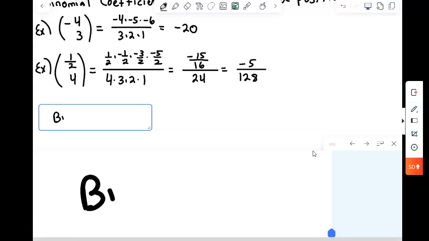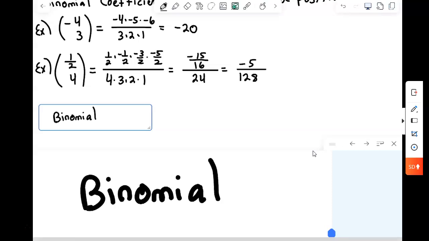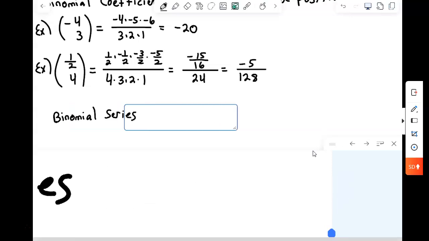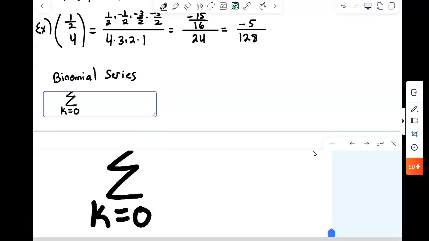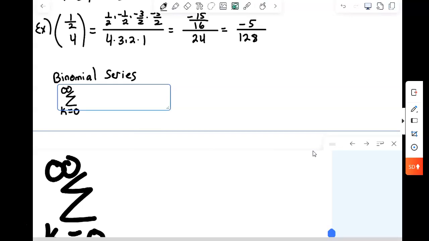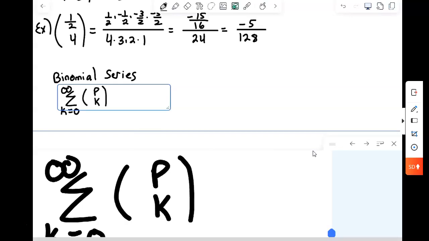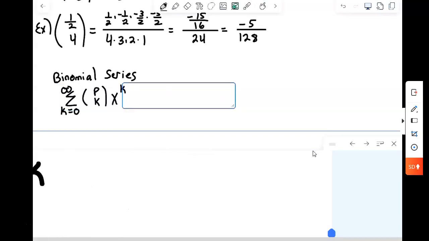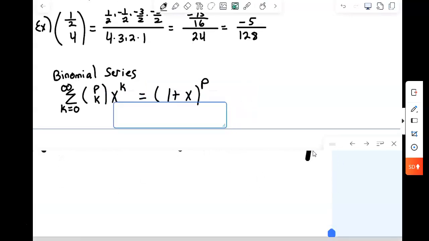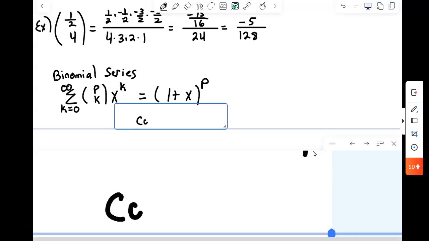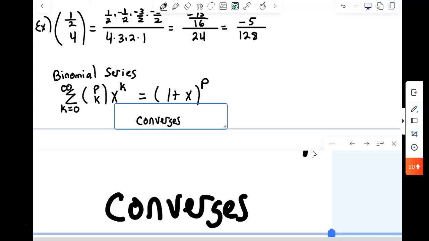And so now it turns out with these extended binomial coefficients, if you will, we can actually talk about what's called a binomial series. And that is the sum as k goes from 0 to infinity of binomial coefficient p choose k times x to the k. And it turns out that will be equal to 1 plus x raised to the p power, provided that the absolute value of x is less than 1.